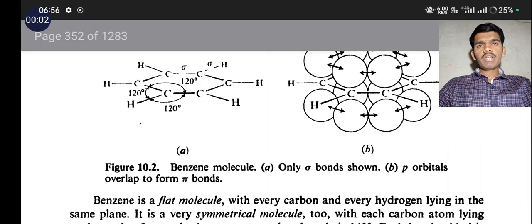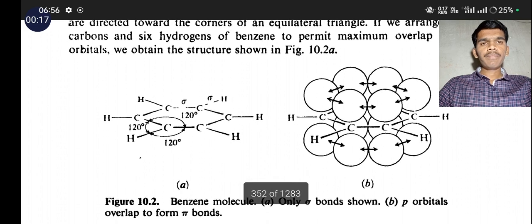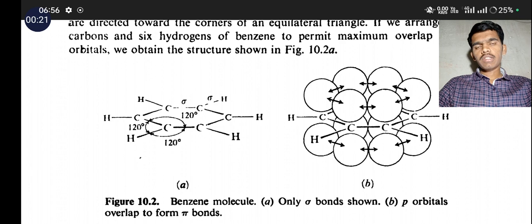So back to the point again. In higher classes, we have to study the orbital structure of benzene. In orbital structure, I have explained that there is a carbon plane in figure 10.2b. You can see, and in 10.2a also, the hydrogens are placed in the same plane, and there is an electron cloud above and below it.